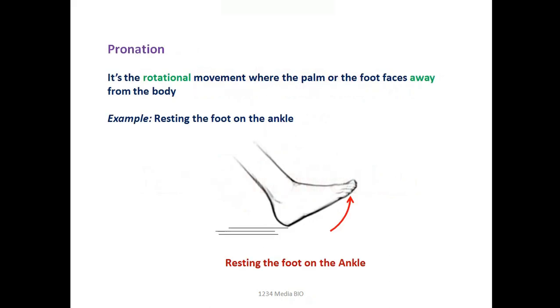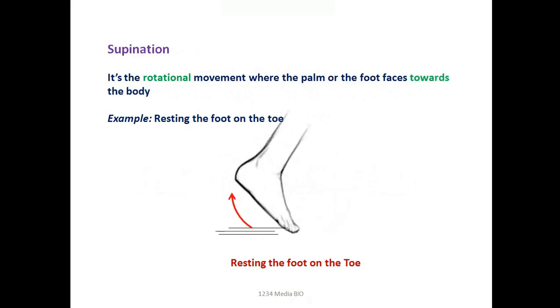Next, pronation and supination. Pronation. It's the rotational movement where the palm or the foot faces away from the body, for example, resting the foot on the ankle. You can see that in the picture. Supination. It's the rotational movement where the palm or the foot faces towards the body, for example, resting or lifting the foot on the toe.